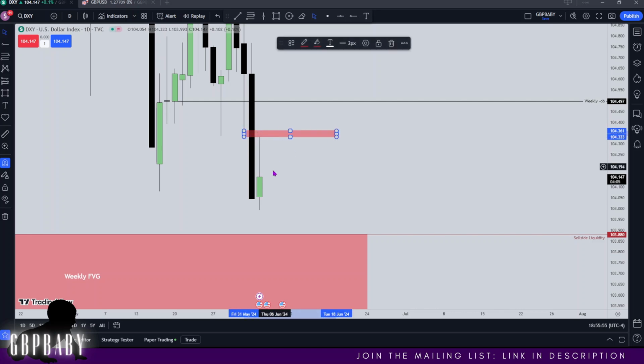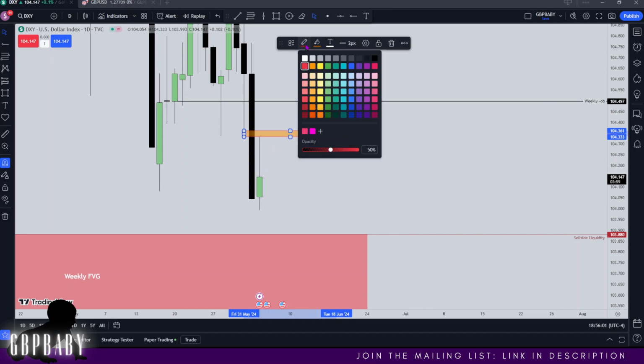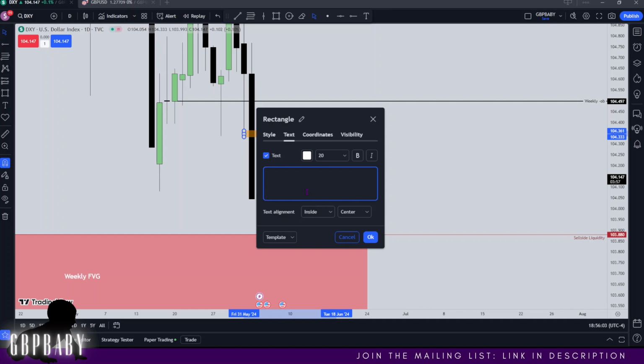Again, this could be a premium PD array that price may want to draw to on dollar if they are going to continue sending price higher. So let's make this orange and we'll write daily fair value gap. And it'll be interesting to see how price treats this.